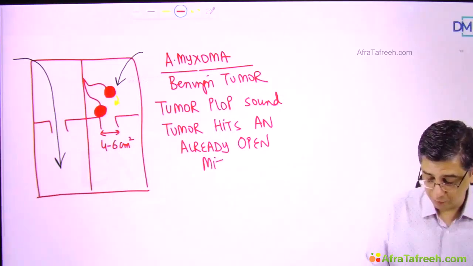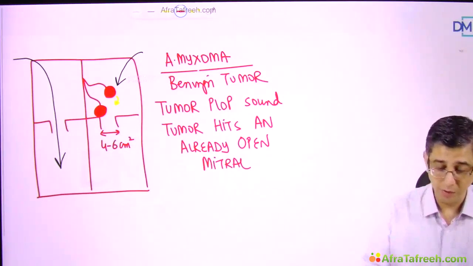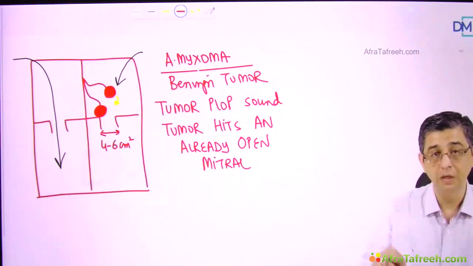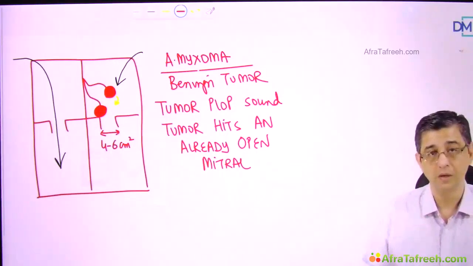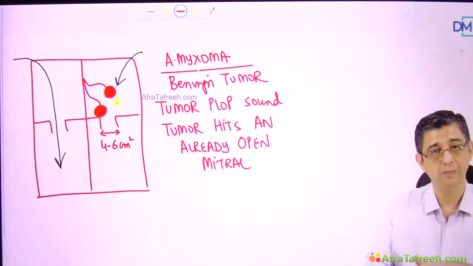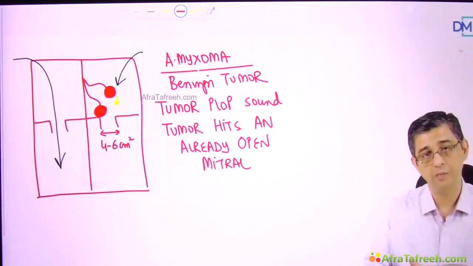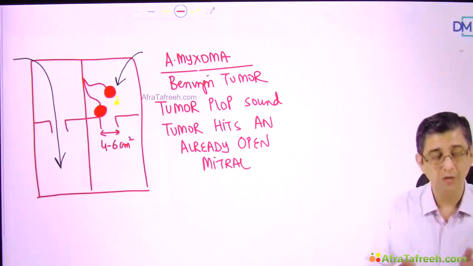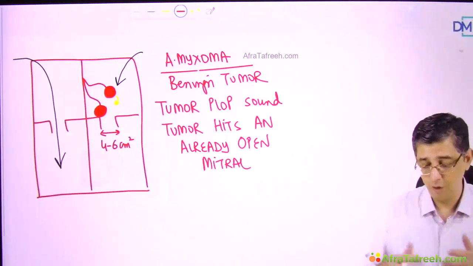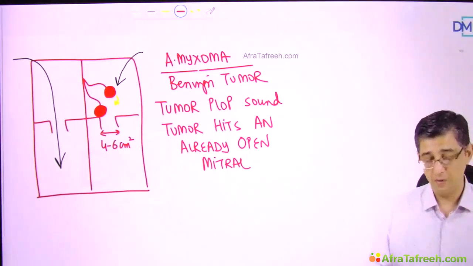Why is it important for you to know that the mitral valve is already open? Because opening of the mitral valve is called the opening snap. So the sound that is called the tumor plop sound will be heard after the opening snap. I repeat that again. First the valve will open, then the tumor will come and hit the valve from the top. So first you will have the opening snap, then you will have a tumor plop sound. So the tumor plop sound will always occur after the opening snap in the patient.